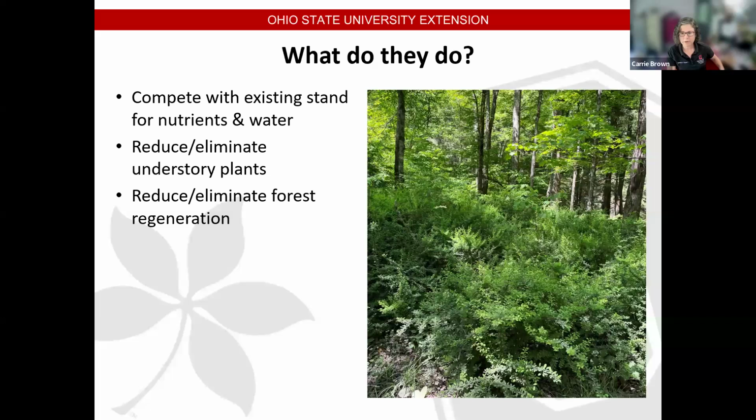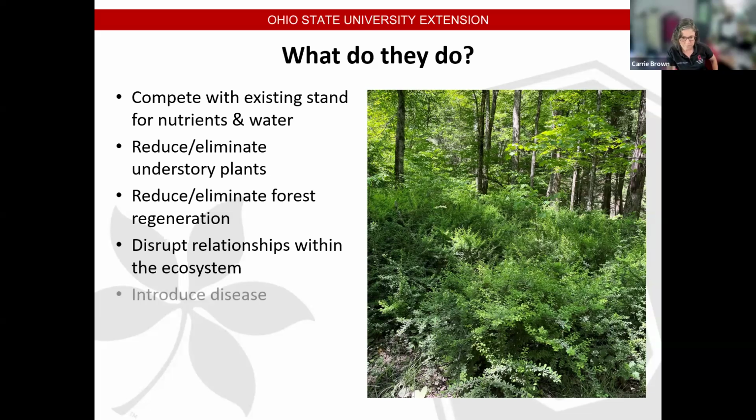They reduce or eliminate forest regeneration. So when we do have an area that is timbered, for instance, or cut or burned, a lot of times those invasive species are the first things to show up, rather than the native species that we may be hoping will fill in those areas. They can disrupt relationships within the ecosystem, and we're going to take a look at a specific example of that later on with Japanese barberry, which is a plant that you see covering the forest floor here.